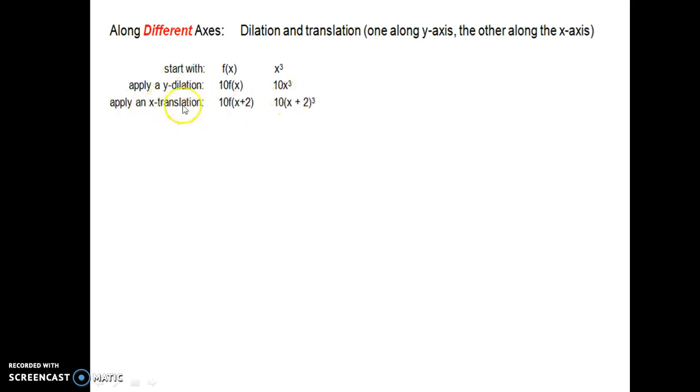So again, 2 different axes. So now x translation goes in here, and it replaces that x right here. All right, that results in this function. Let's look at that in reverse order. So we're going to do the translation first.